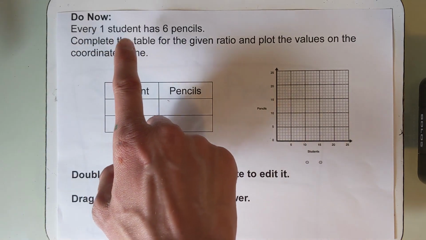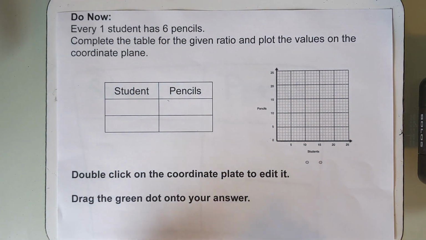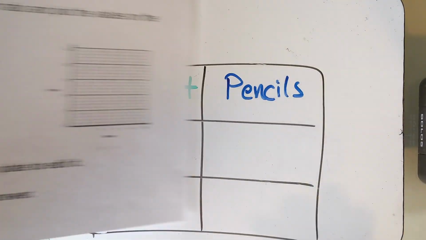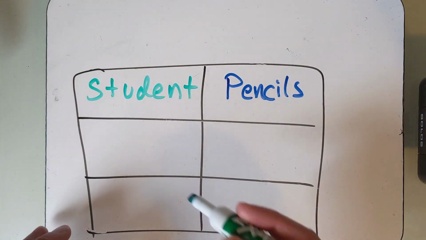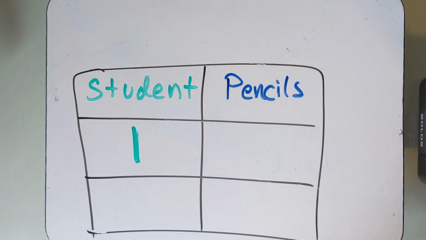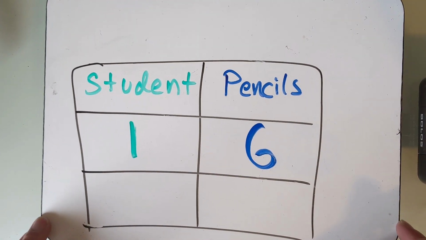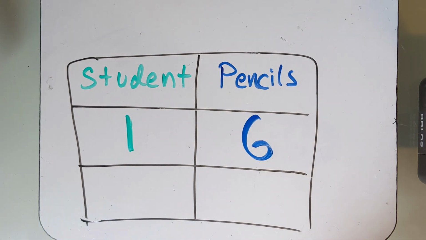We know that every one student has 6 pencils. So our ratio here is 1 to 6. So 1 student to 6 pencils. So in our chart, I just went ahead and drew one right here, we would have 1 student to 6 pencils. So it would just be 1 to 6. Again, building on what we did yesterday with our charts, right? So what they're saying is if this continues, what would our table look like?